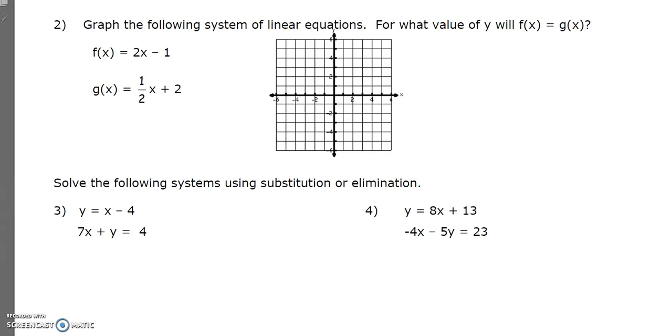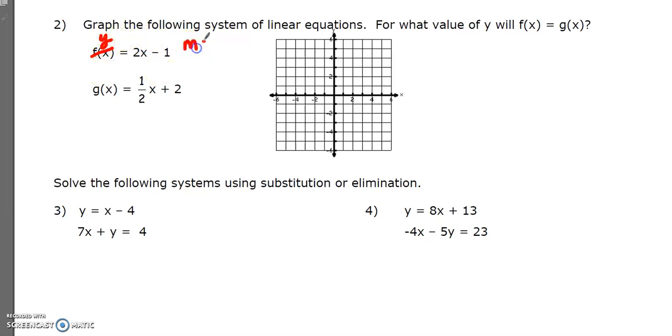Number 2 says graph the following system of linear equations. And then it says for what value of y will f of x equal g of x. So let's go ahead and graph first. So we remember that f of x is just a fancy way to write a y. And this is in slope-intercept form.